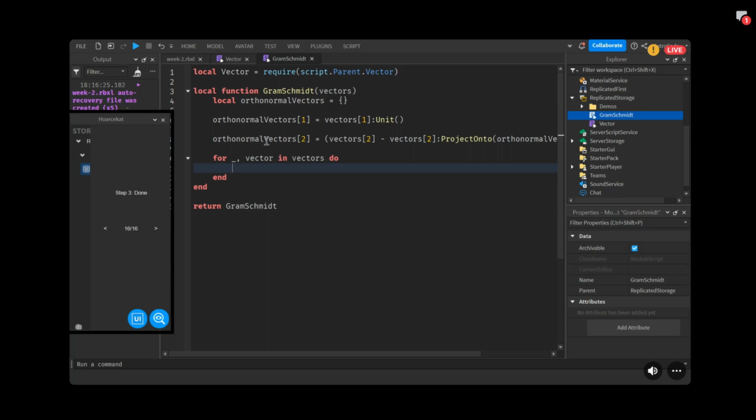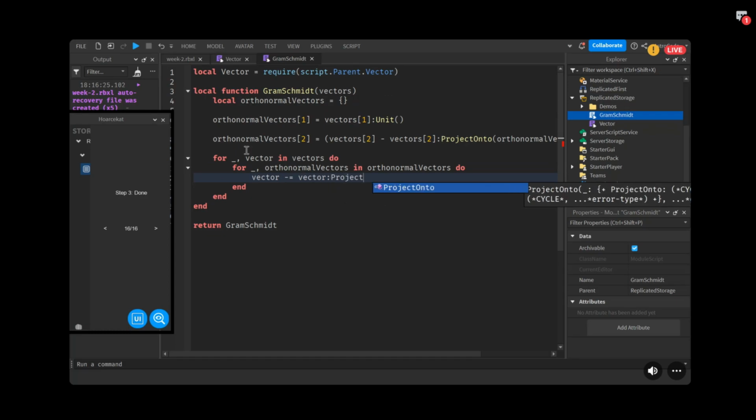You can do Gram-Schmidt on any amount of vectors, and you can do Gram-Schmidt on vectors of any dimension. So we are not just limited to R3, which is really great. This is one of the amazing things about Gram-Schmidt, that it works for all vectors in all dimensions. All right, so we're going to go through each vector, and then we're also going to go through each of our orthonormal vectors, and then we're just going to subtract away the projection of our vector onto the orthonormal vector.